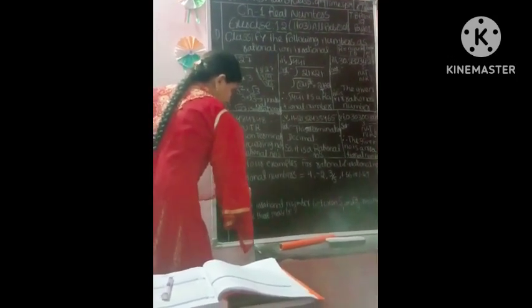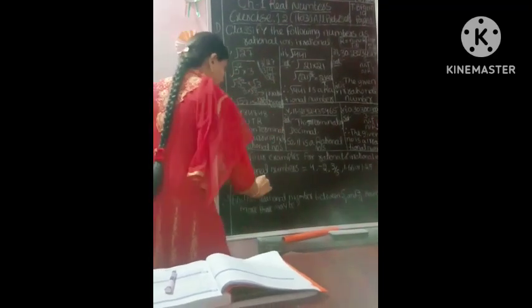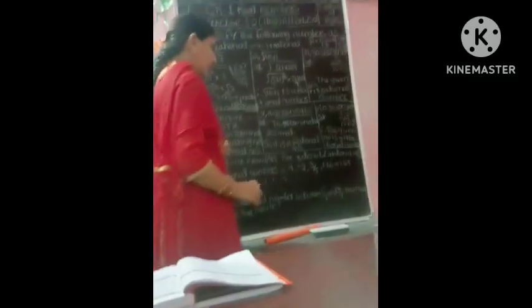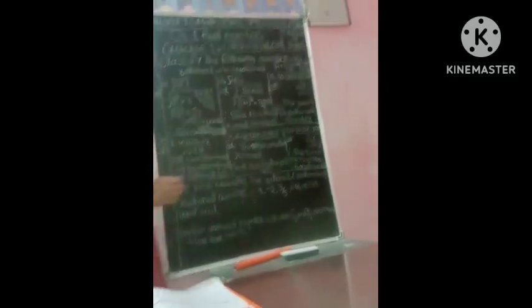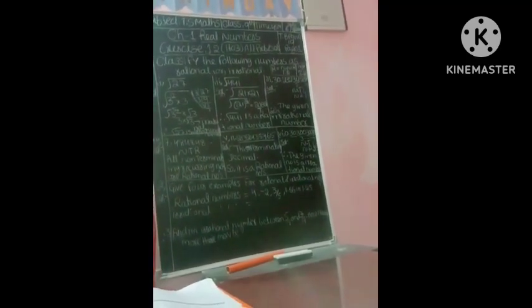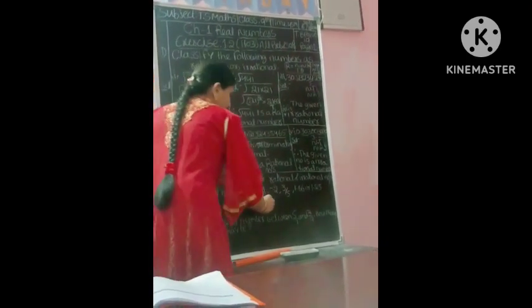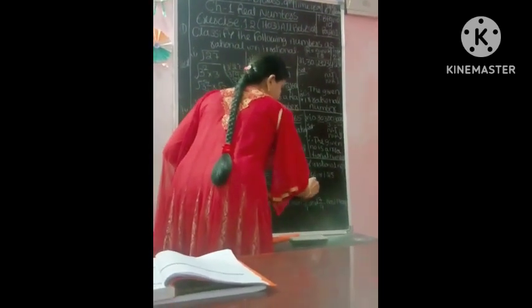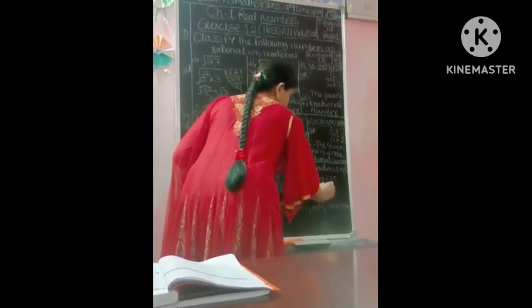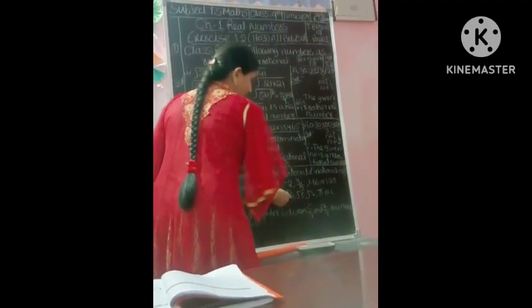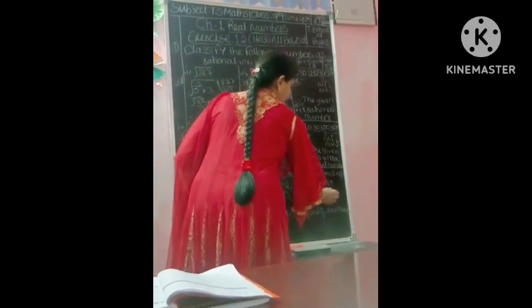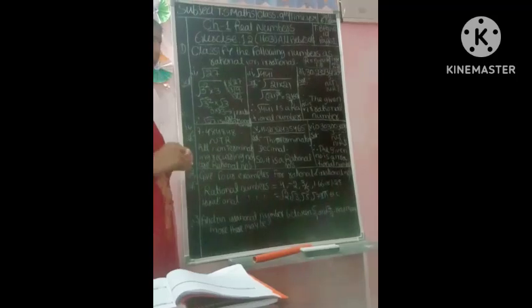Next, irrational numbers. Any 4 examples of how to write irrational numbers. What are irrational numbers? Irrational numbers means continuous, non-terminating decimals. They include the surds. All surds are irrational numbers. Root 2, root 3, root 5, root 7, and so on. These are all irrational number examples.